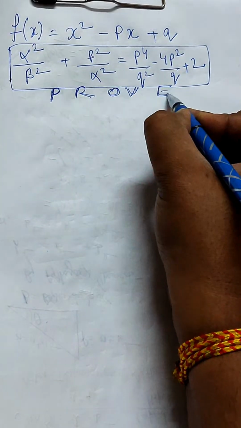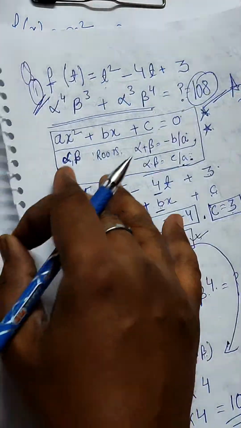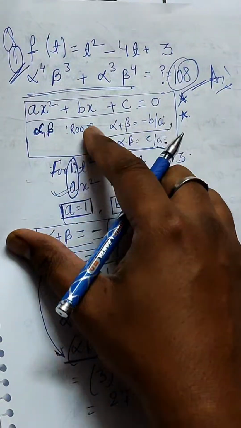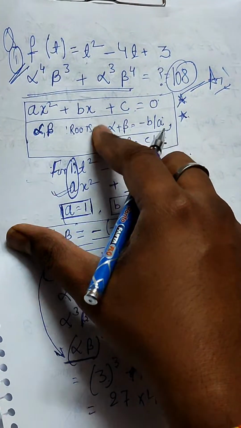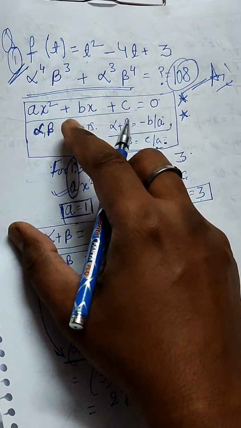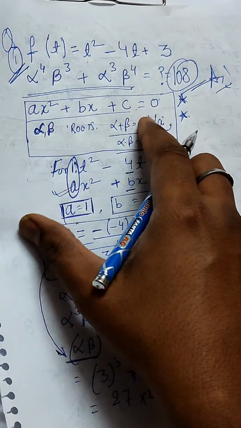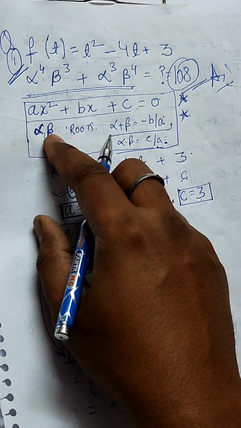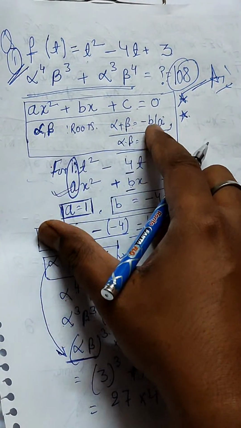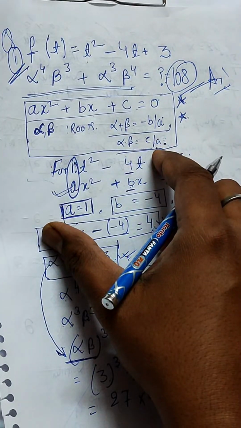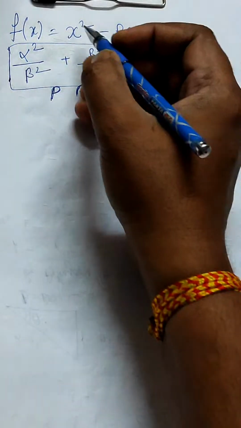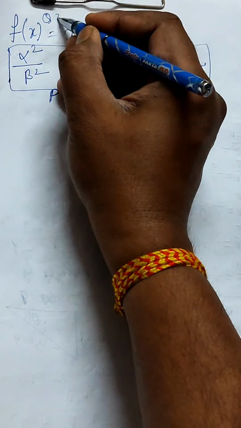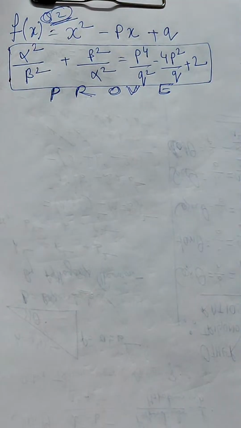Now just use the same thing we used for the first question. This is the basic thing which we need to remember, which I have encircled in the rectangle: ax square plus bx plus c is the standard form, then alpha and beta are the roots, the sum of the roots is minus b by a and the product is c by a. We will use the same as used in the first question. So this is the second question of the quadratic equation for today.